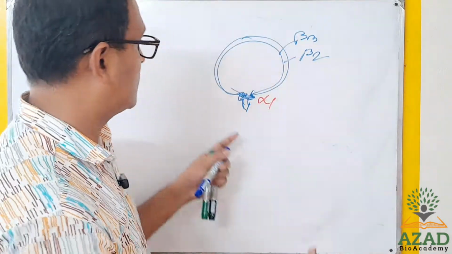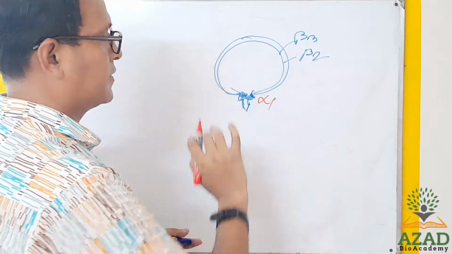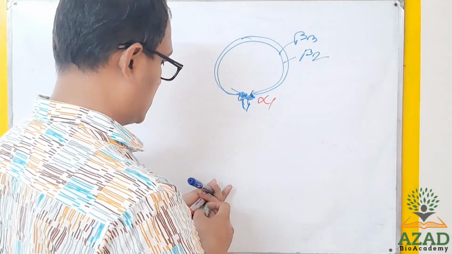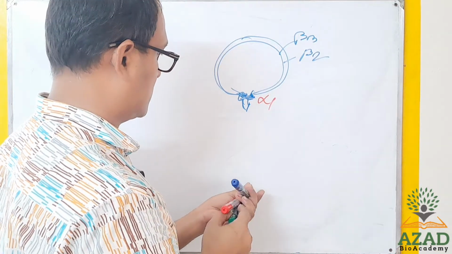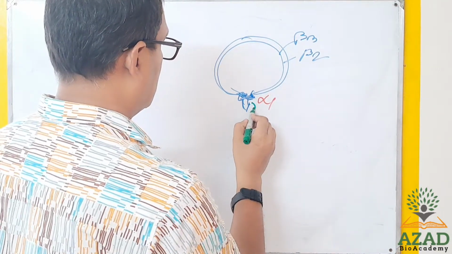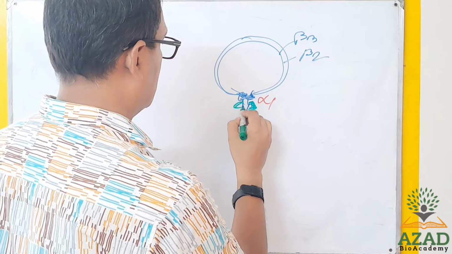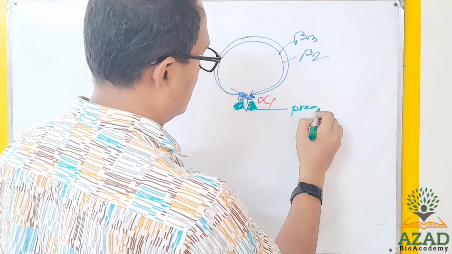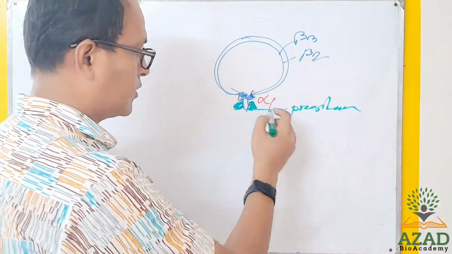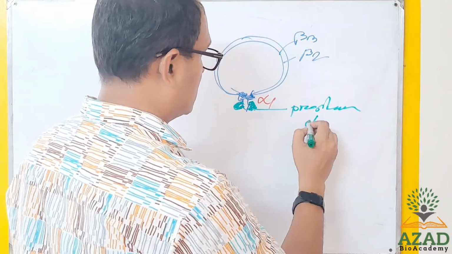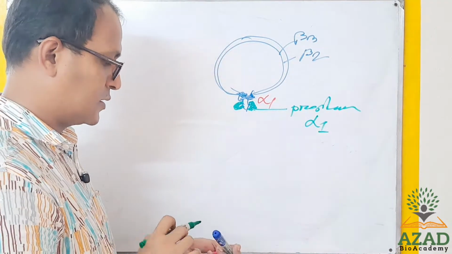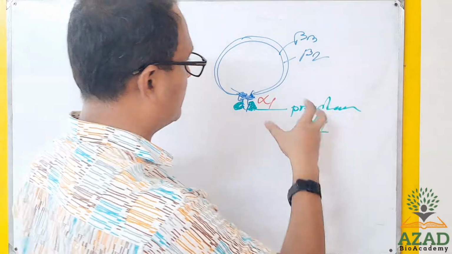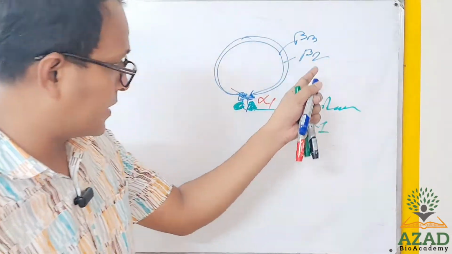Okay, so this is the urinary bladder. And here in a male person, if you think this one is your prostate gland, over the prostate gland alpha 1 is very much rich. So alpha 1 is very rich in your prostate gland. So urinary bladder, prostate gland.